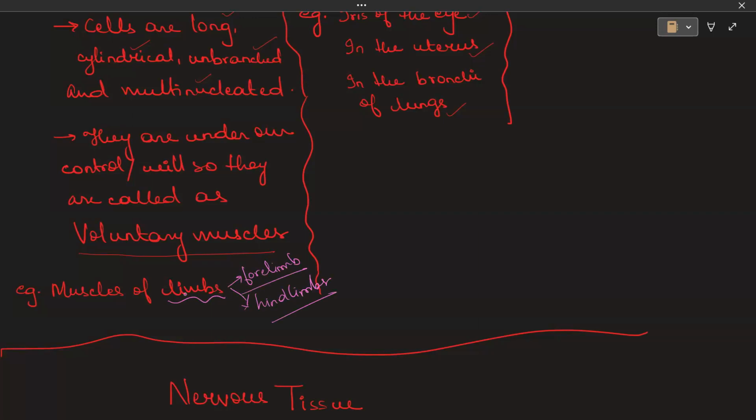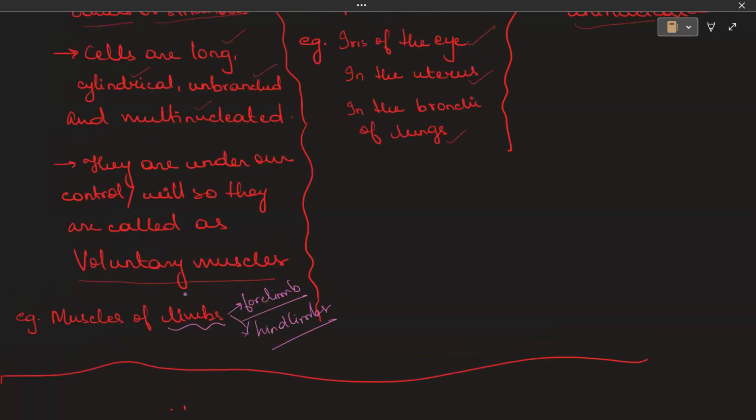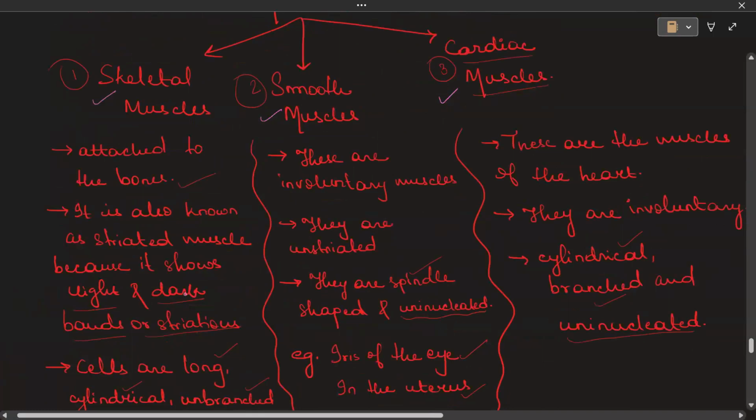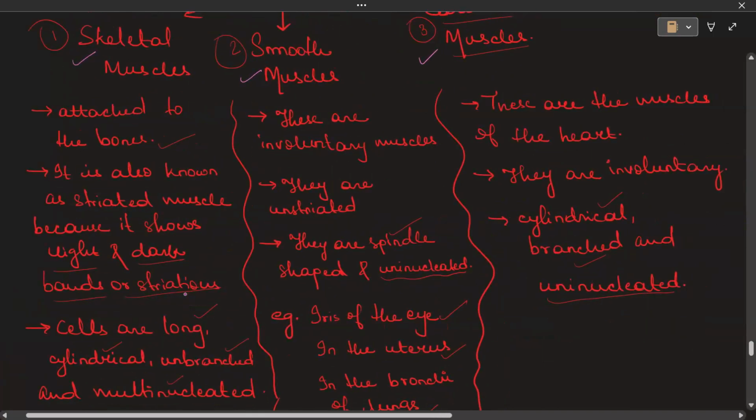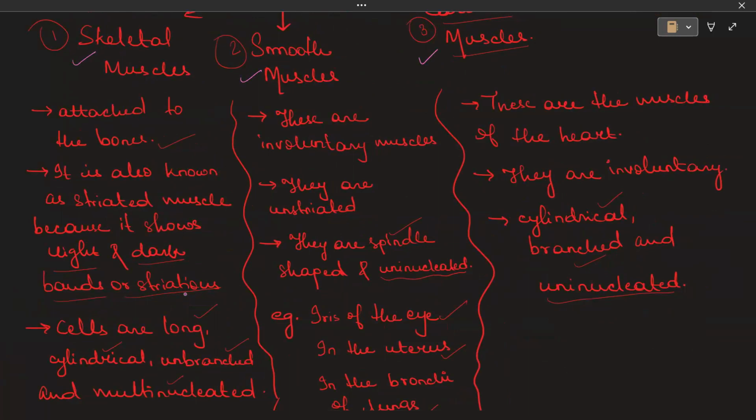Yes, ma'am. Okay. Now talking about the smooth muscles. These are involuntary muscles, meaning not under our control. They are unstriated, they do not have any dark light band, and they are spindle shaped and uninucleated. Like how the skeletal muscles were cylindrical, but the smooth muscles are spindle shaped and uninucleated. They have only one nucleus.